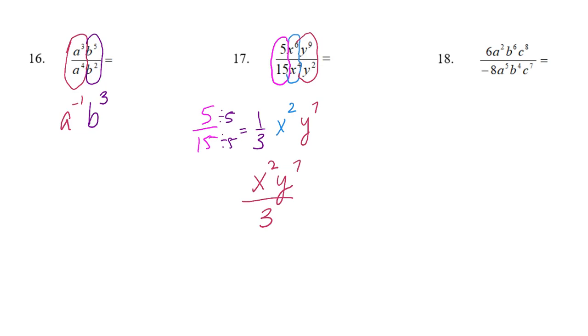All right, looking at number 18, we need to do the coefficients first. 6 over negative 8. What number goes into both of them? 2. So it's going to be 3 over negative 4.